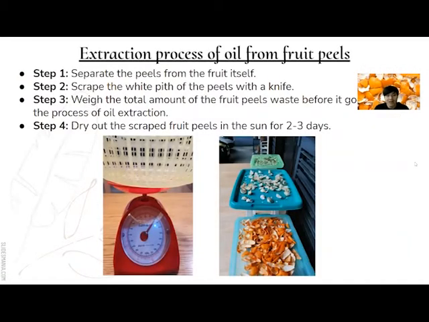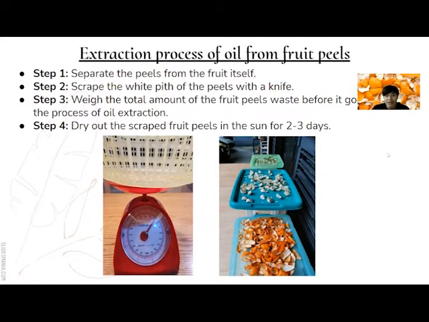So in step 1, we separate the peels from the fruit itself. And in step 2, we scrape the white pith of the peels with a knife. And in step 3, as you can see here, we weigh the amount of fruit peel waste before it goes through the extraction process. This is done by weighing the difference. So we weigh the container, and then we put the fruits in, and then we subtract the mass, and we get the final quantity, which will be mentioned in the conclusion.